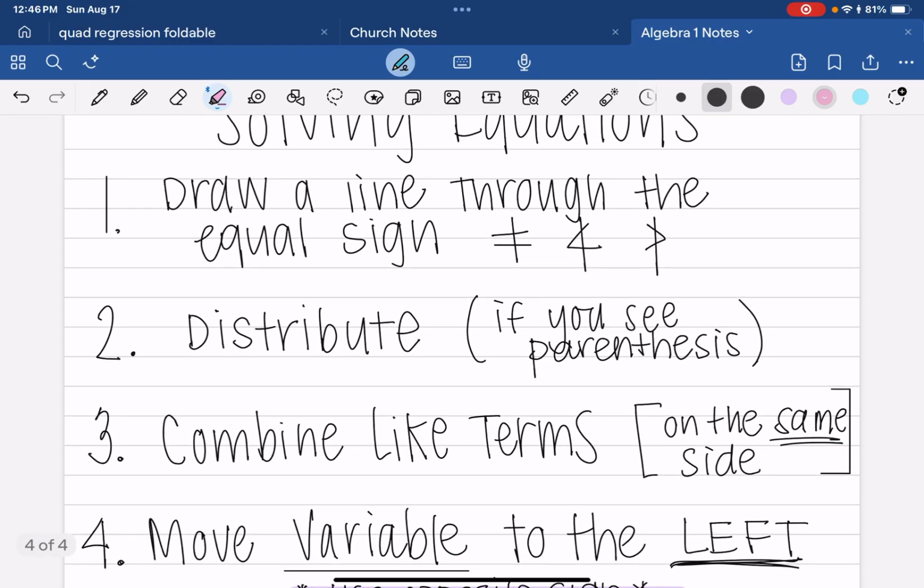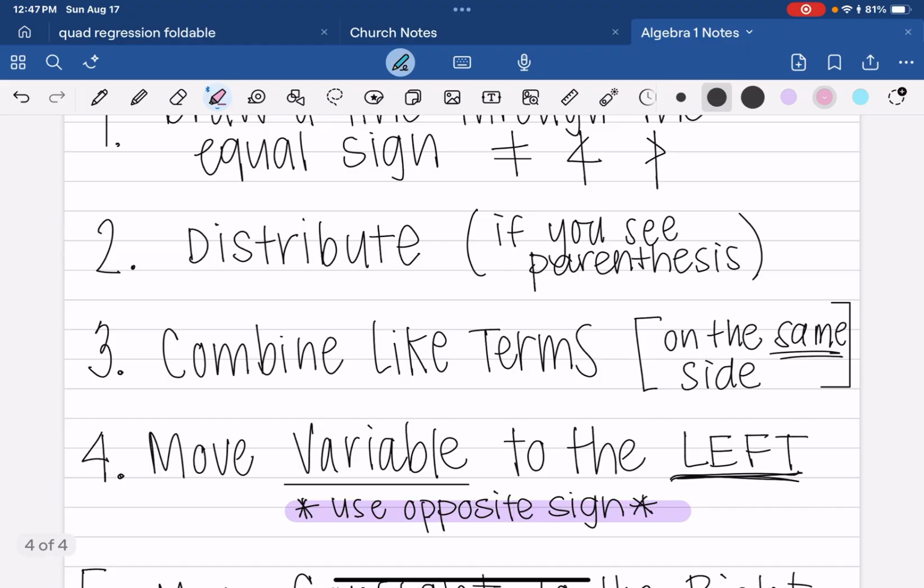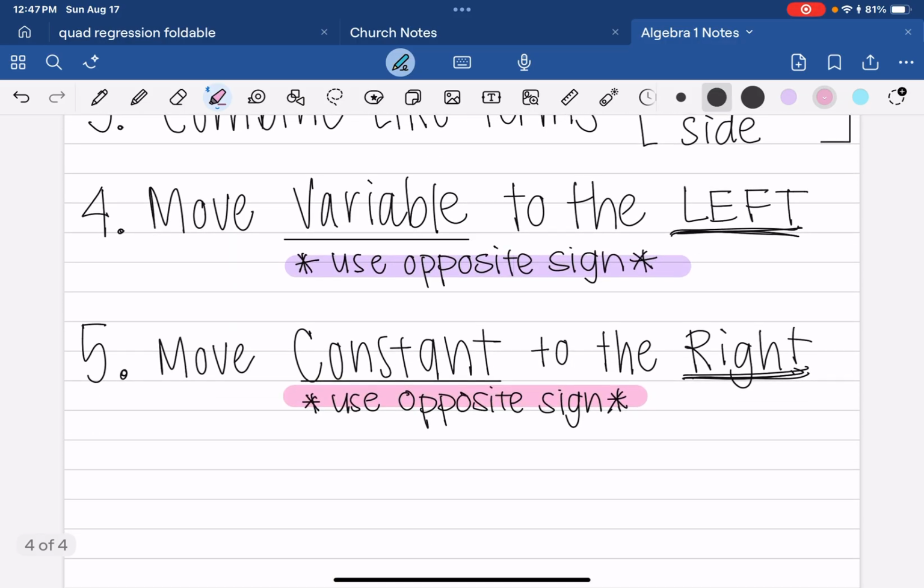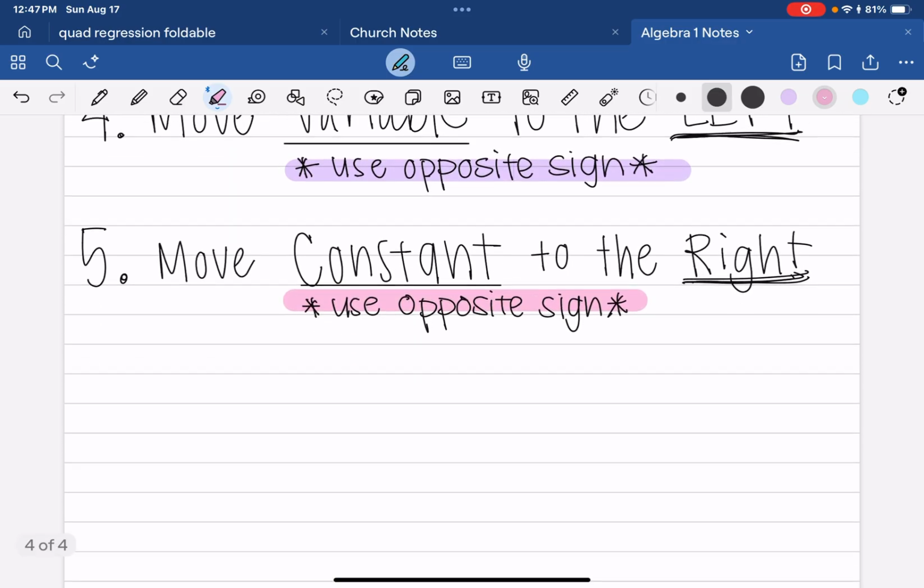Okay, so let's back up. Step 1, we're going to draw a line through our equal sign. We are going to distribute, which means multiply, only if you see parentheses. Then we're going to combine like terms on the same side. Like terms means all the x's are together, all of the constants are together. Then move variables to the left, move constants to the right.